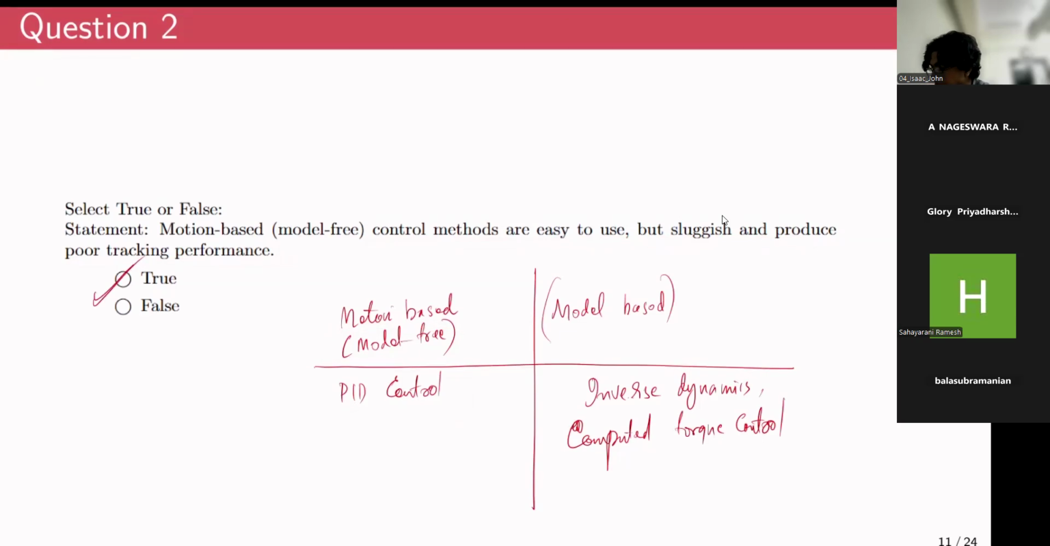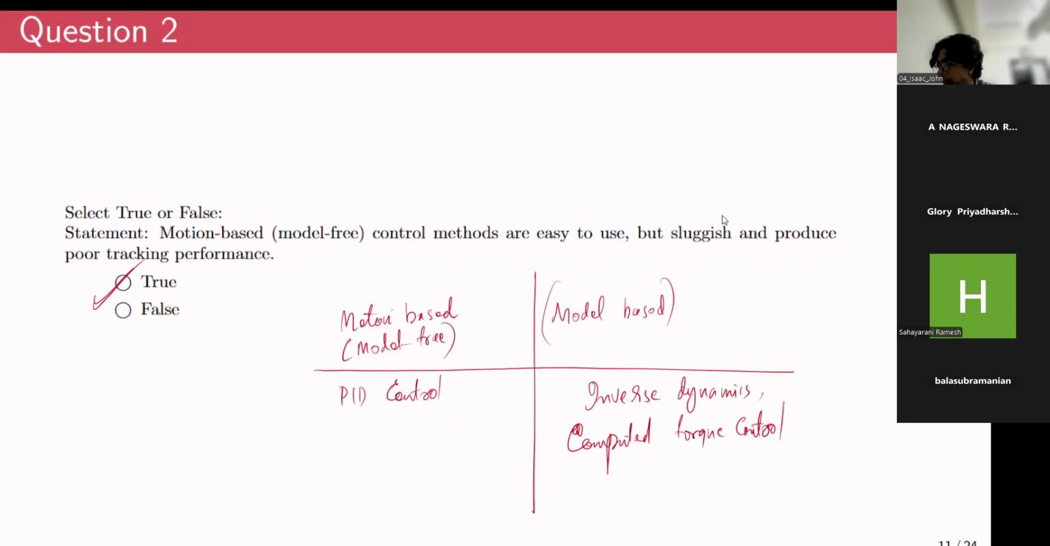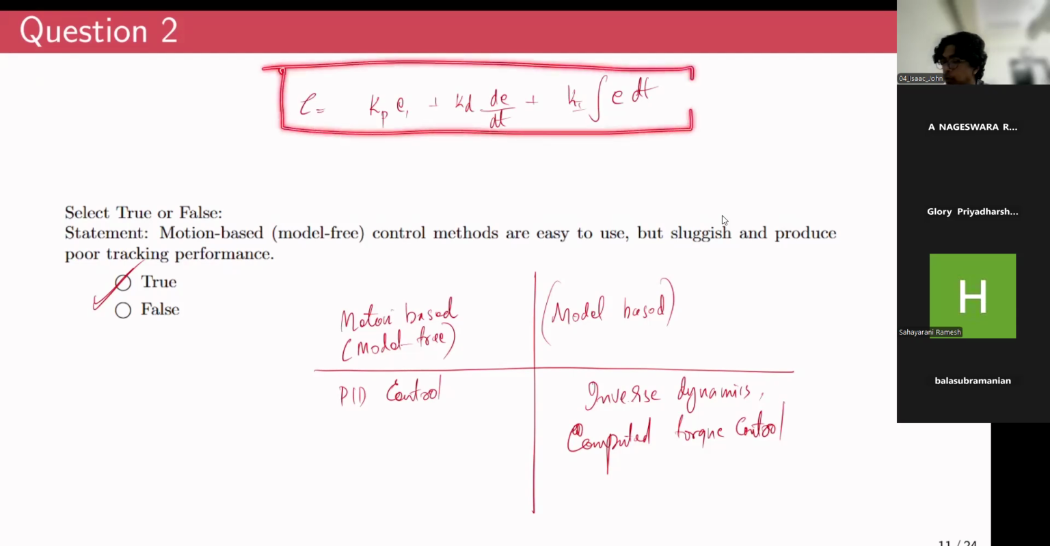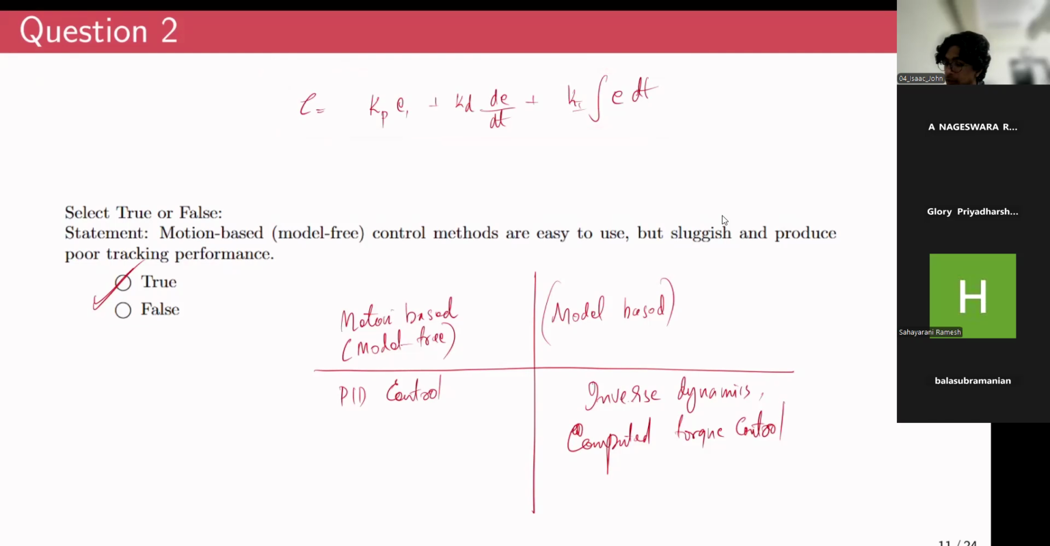Okay, thanks for answering. The reason is, in PID controllers you basically have a proportional gain multiplied by the error, then you have a derivative gain multiplied by the rate of change of error, then you have an integral gain multiplied with the integral of the error. So here you can consider this to be a control input torque. And you can see that there is no information about the model of the robotic system, right?